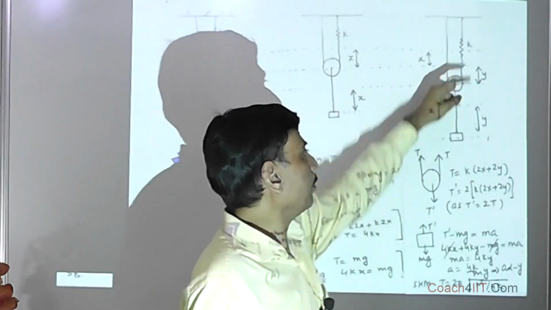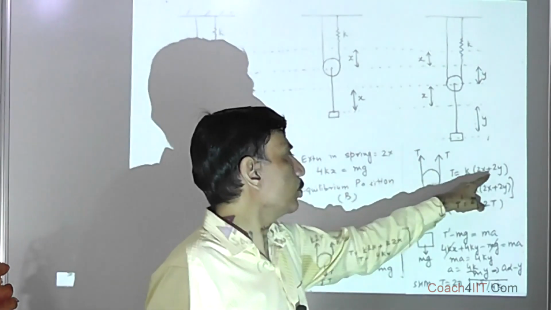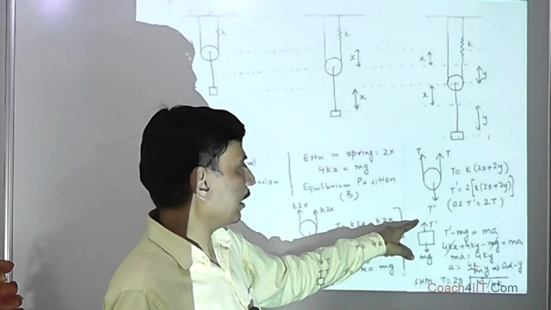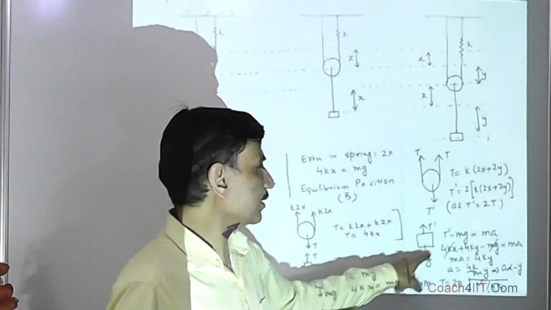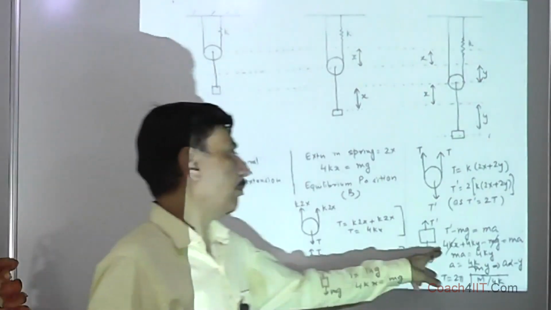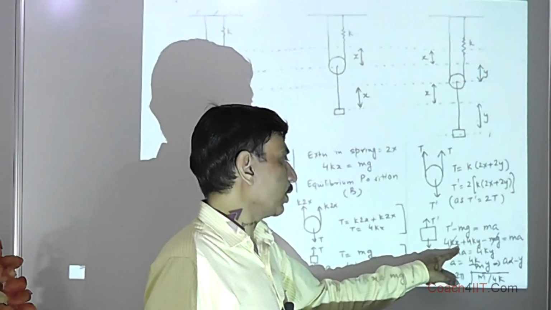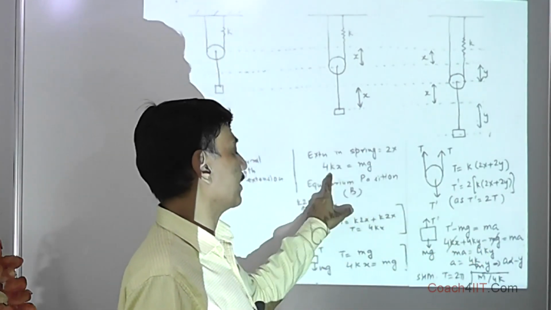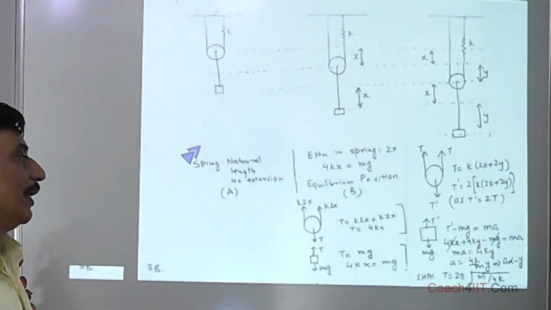If we draw the free body diagram of this pulley, T is here, T is here, T dash is here, T dash is equal to this thing. So T dash is twice of T. And if we draw the force diagram for this, T dash is here, mg is here. So T dash minus mg is equal to ma. So it comes out to be 4kx plus 4ky minus mg is equal to ma. Now over here we have 4kx also, mg also. So now we refer to the equilibrium position where we have 4kx is equal to mg. So this and this get cancelled. Ma is equal to 4ky, and a is equal to this thing.